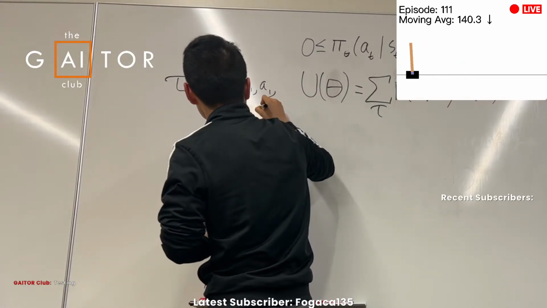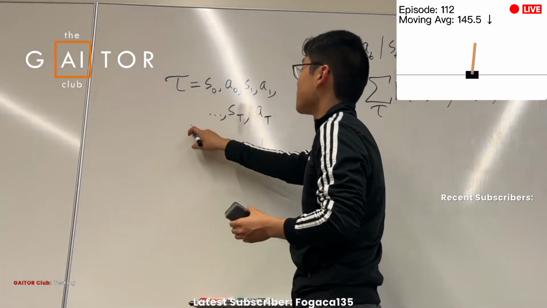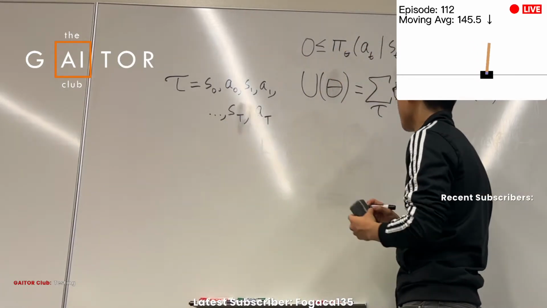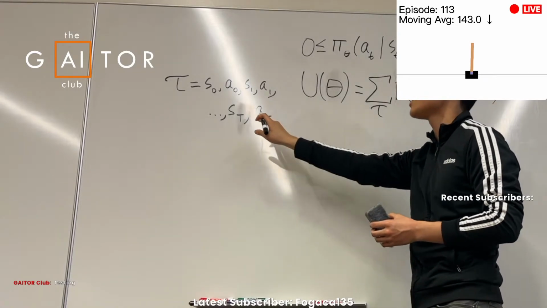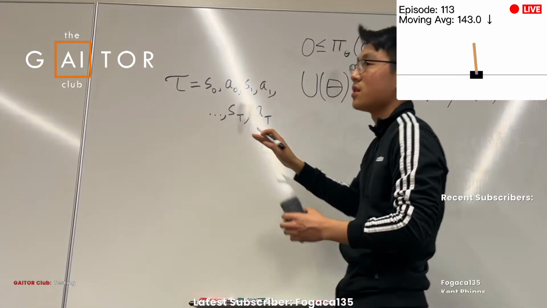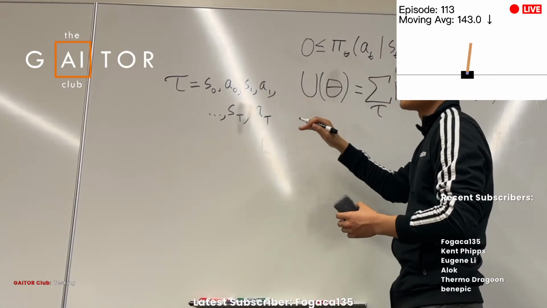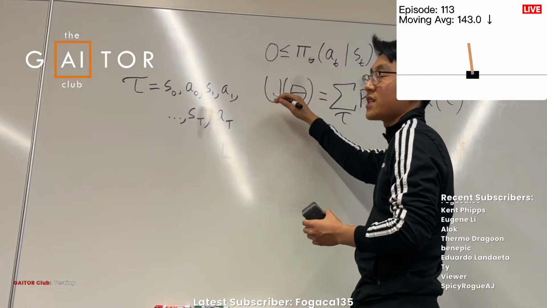Is it a tuple? So is it essentially a tuple? It's a very long vector, potentially. Is that clear? What tau means is just the sequence of states and actions. What is U? U is the utility function. It's a function that tells us how good our model is. It's a function that we want to maximize.